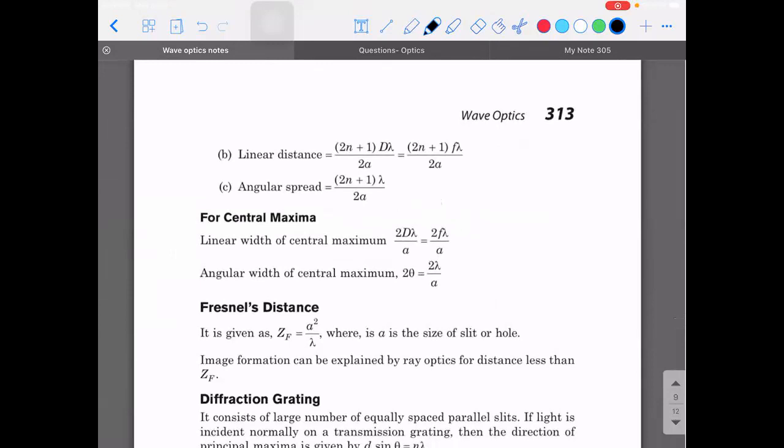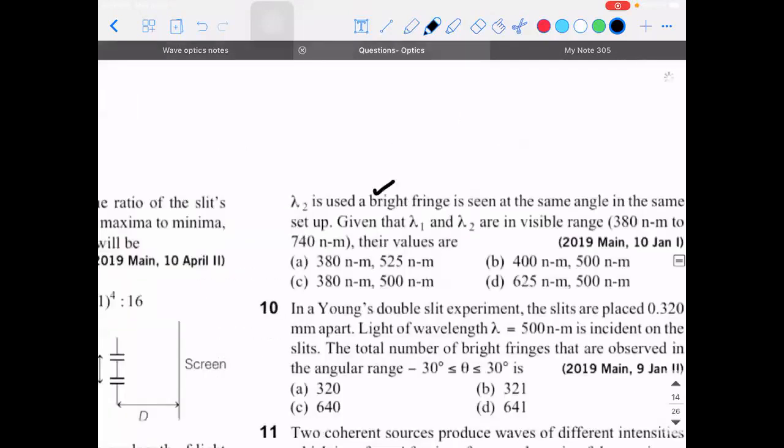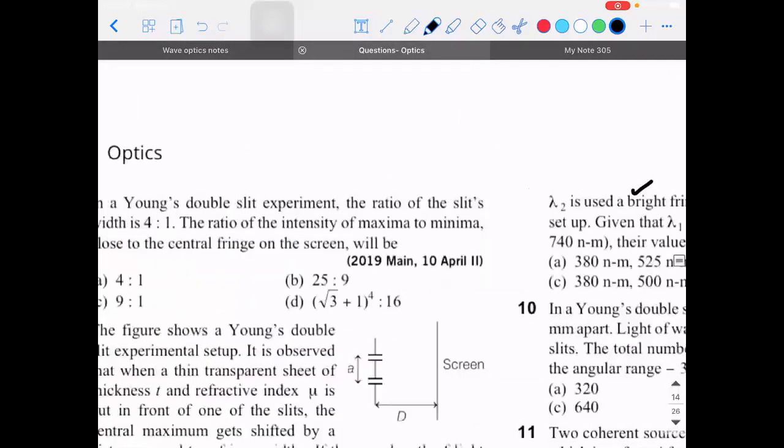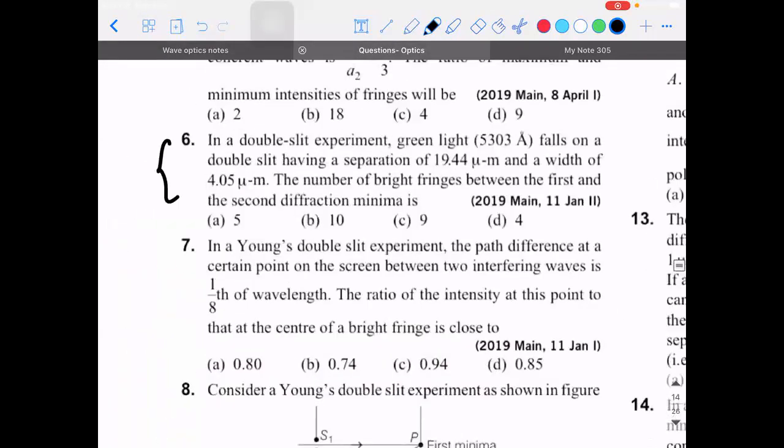And one more important point that we already know is that the angular width of the central maxima is always double the width of any other maxima in the case of diffraction. So this is a concept that you're supposed to know. Based on this, we will try out a few problems. One such problem is this. I want you guys to try.